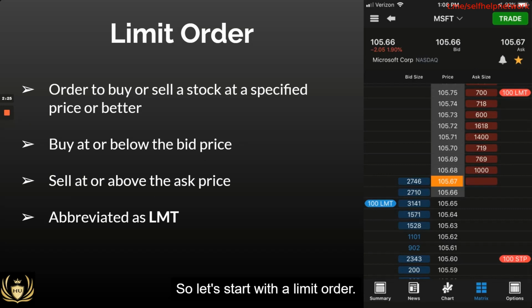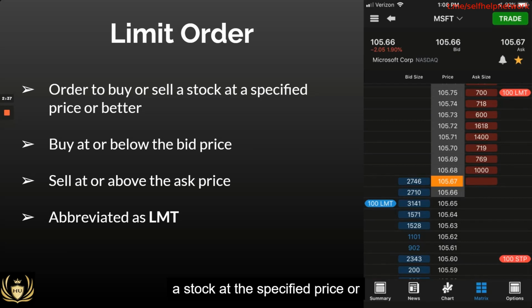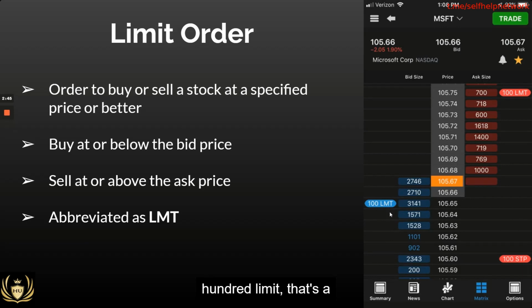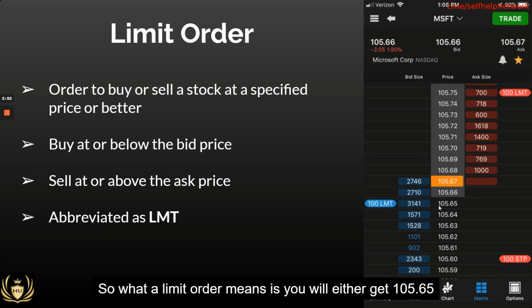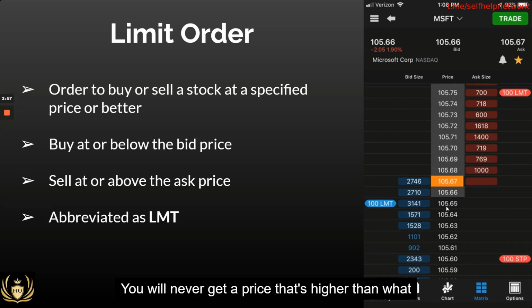So let's start with a limit order. When you put in a limit order, you make sure that you will buy or sell a stock at the specified price or better. For example, in this case, this 100 limit is a limit order right there, and the order is at 105.65. So what a limit order means is you will either get 105.65 or less. You will never get a price that's higher than what you have specified.